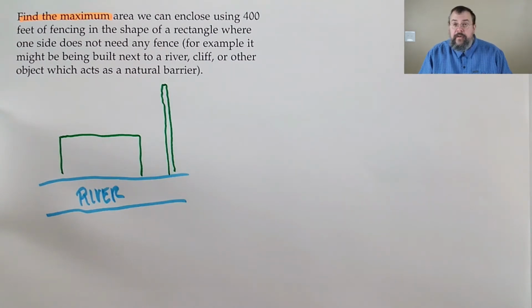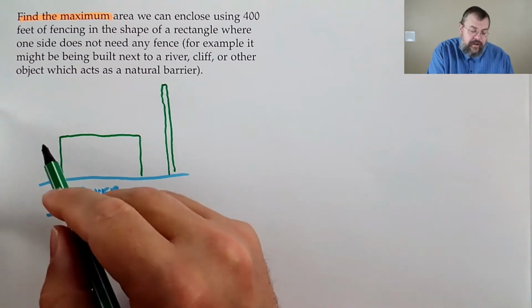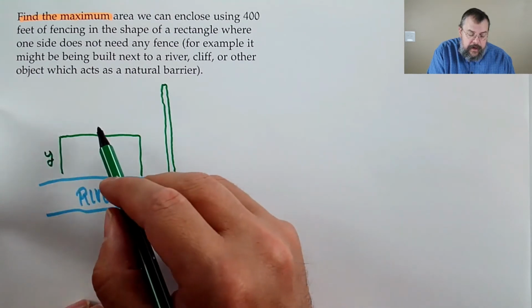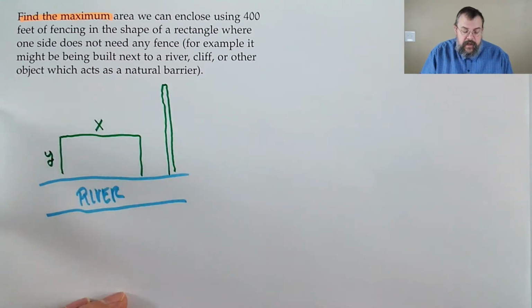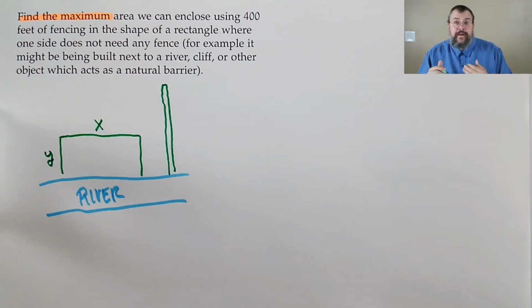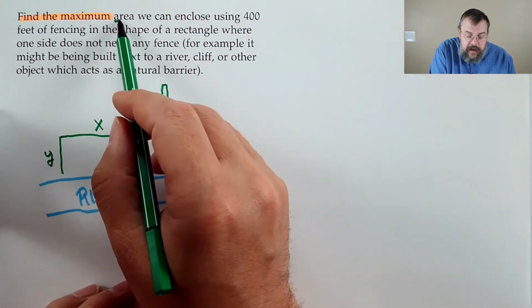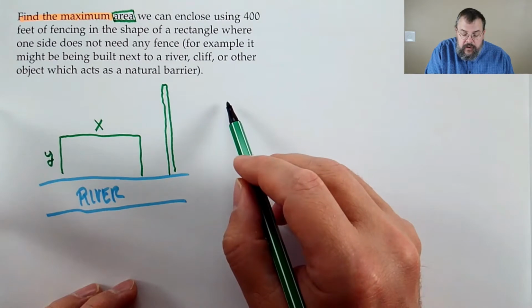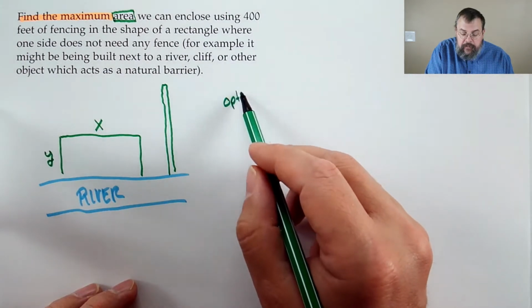Now, whenever we have a rectangle, of course, we have multiple sides. And so let's label our sides. We'll label this side, we can call it Y, and this side, we can call it X. Now, what is it we're trying to optimize? Well, we're trying to find the maximum area. So this is what we're trying to optimize. So our goal is optimize area.